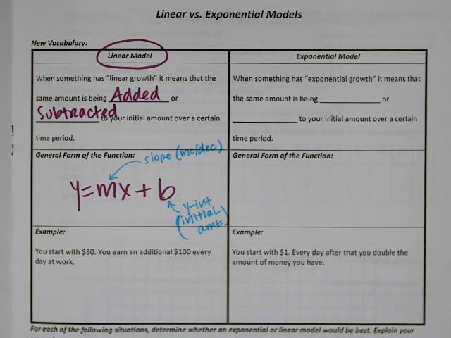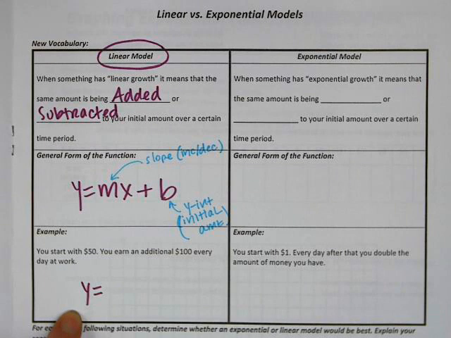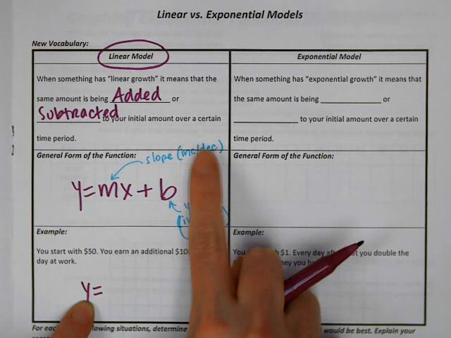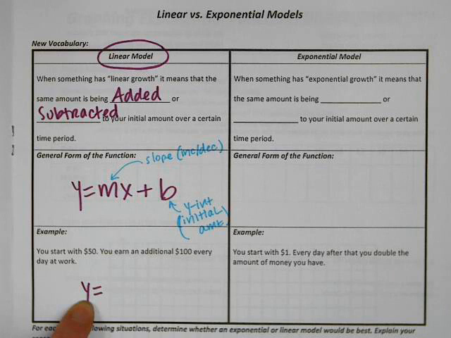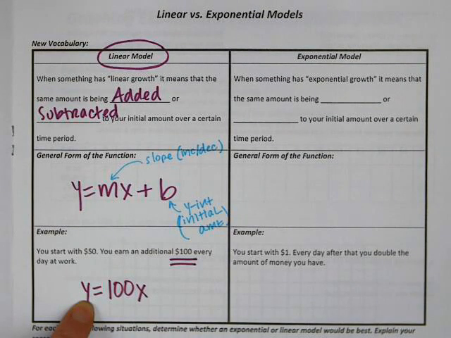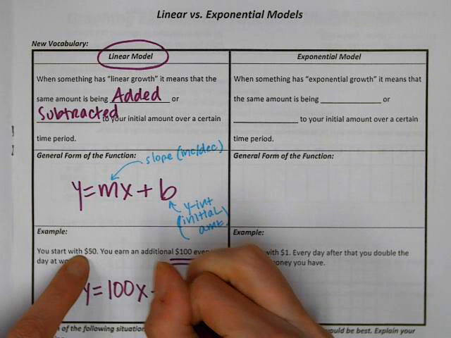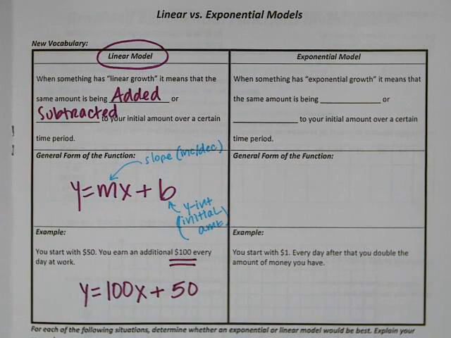And then here's an example. You start with 50 bucks, you earn an additional 100 every day at work. Write the model. So we know it's y equals mx plus b. The m is the amount that it's increasing or decreasing by. That's $100 every day. And then the b is whatever the starting value was. You started with 50 bucks. All right, so that's how you write a linear model.